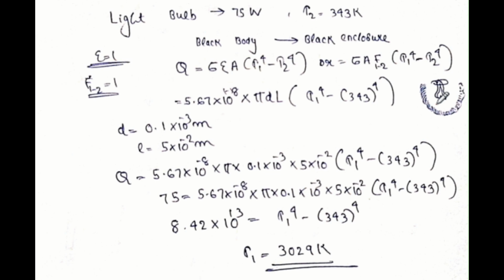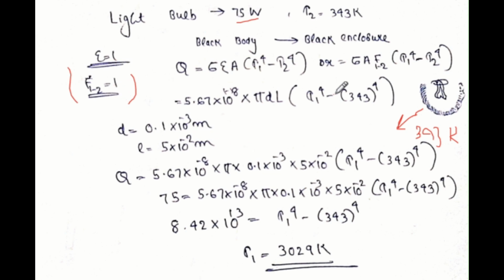So we have a light bulb of 75 watts, and T2 is the temperature of this enclosure, not the filament. This 343 Kelvin is the temperature of the enclosure. The question was given in Celsius; I converted it into Kelvin by adding 273. Since it is a black body, its epsilon is 1, and I have written the view factor as 1.